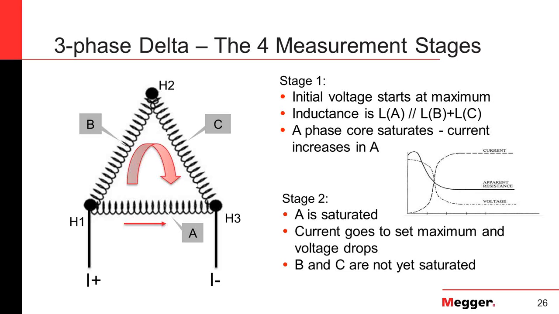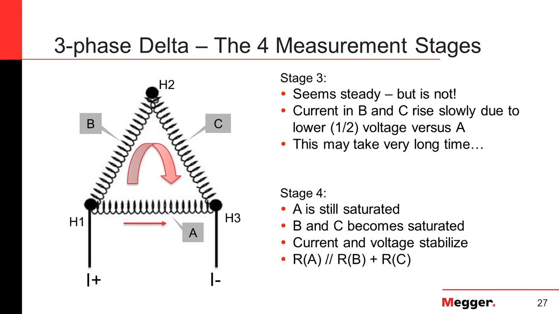And so when you're doing this, you saturate A core quickly, but although A is saturated, the current may look okay, but B and C are still going through it. So even though your first reading may be done, B and C are still catching up. And so even though it seems steady, you're going to get these slow changes in A because of B and C. Because that voltage is only half, sometimes it takes a longer time. And so if A is still saturated and B and C become saturated, then it will stabilize.